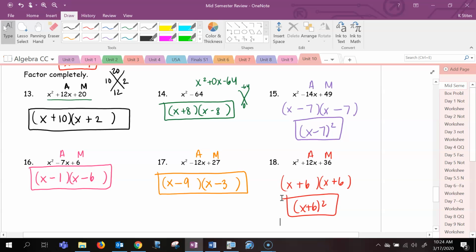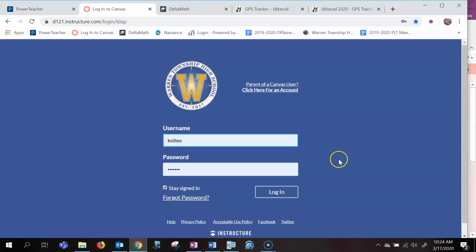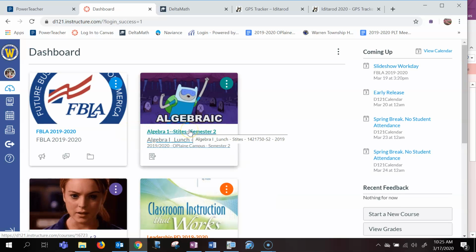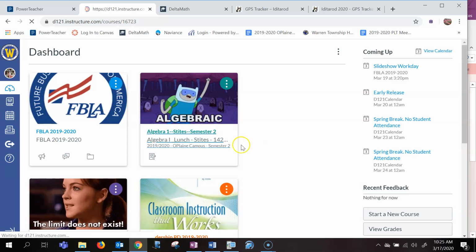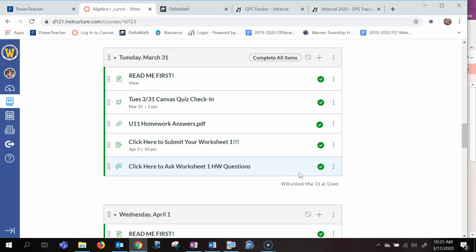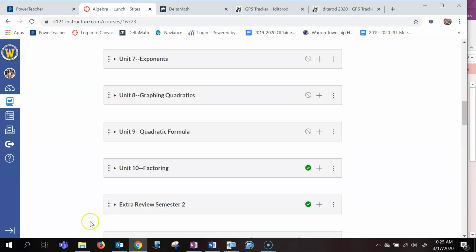Okay, so there's a little review for you of everything, well, not everything, but a lot of things that we've done so far this semester, which should help to keep your skills sharp. I also posted a worksheet that you could do. So let's see, let's go to Canvas, let's log in. Okay, so if you found this video on Canvas, you kind of already know what that looks like here. Where is it? Extra review, here we go.